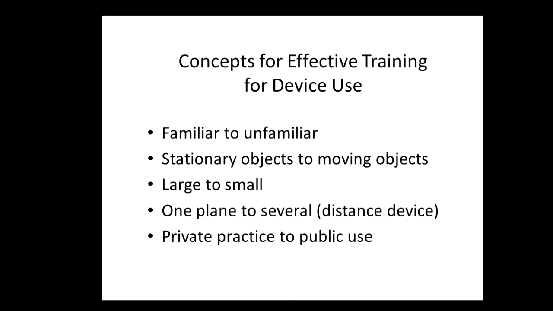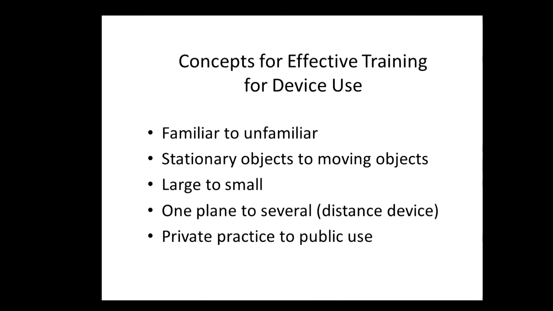A few guidelines of good teaching also apply to good training with optical devices. I want to cover several of these. There are concepts for effective training with optical devices, starting with familiar objects and moving to unfamiliar. Say for small children, Sesame Street characters typically are very familiar, and finding those on a page, whether at near or at distance, and then bringing in less familiar targets or faces that the student can describe.